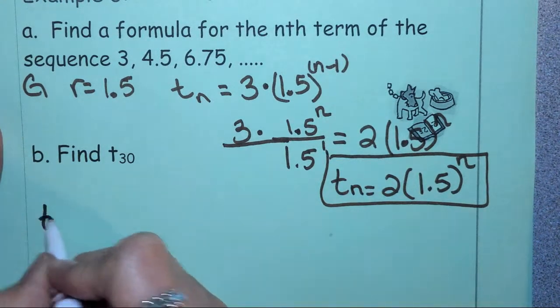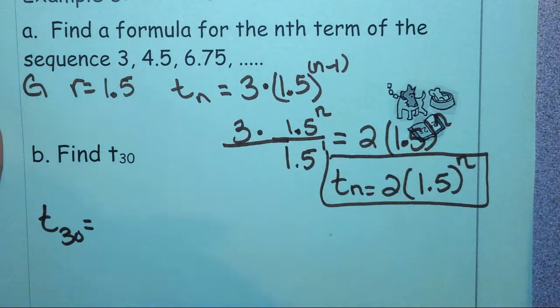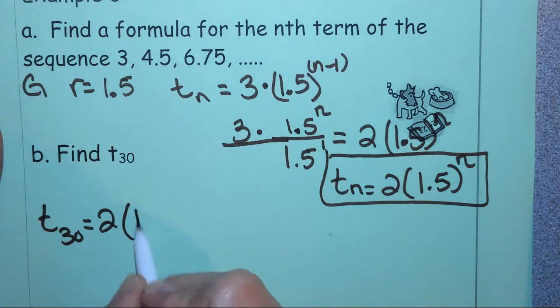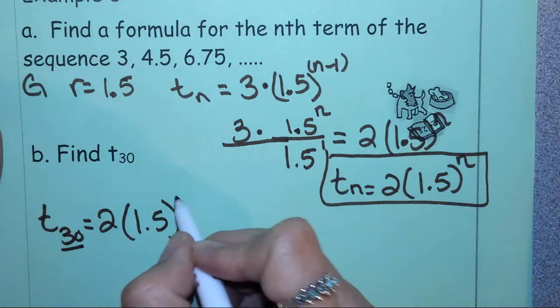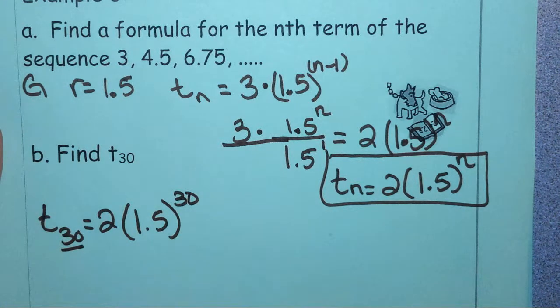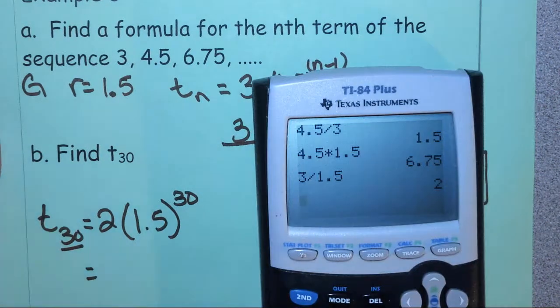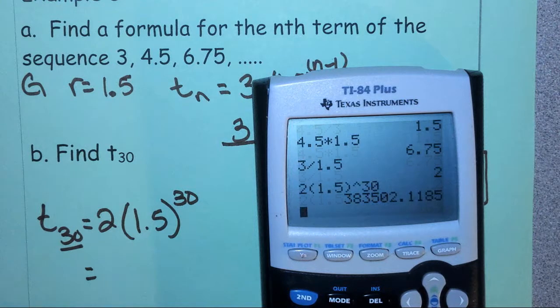Part B wants me to find the 30th term. So I'm going to have 2 times 1.5 raised to the n. My n is 30. And all I have to do is type that in my calculator, and we're going to get a big old number. So 2 times 1.5 raised to the 30th. And we're going to write that whole number down. So you're going to write down 383502.1185.